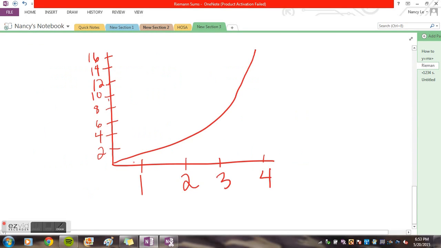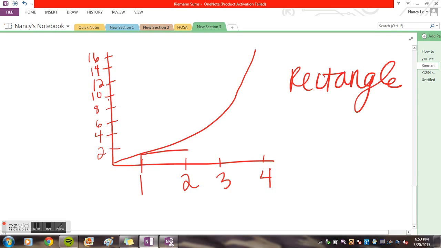To find the area under a curve, wouldn't it make sense if we used the area of something we did know, like a rectangle? So what a Riemann sum basically says is that the area underneath the curve is the sum of the area of the rectangles that fall underneath the curve. And this gives you a good approximation of the area, but it is an under approximation.